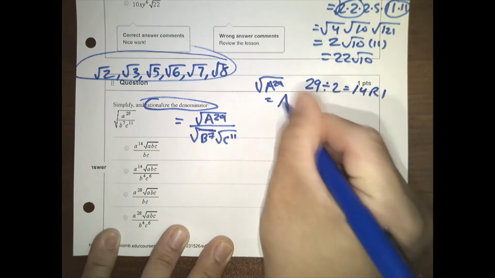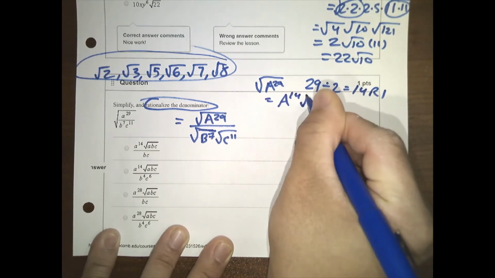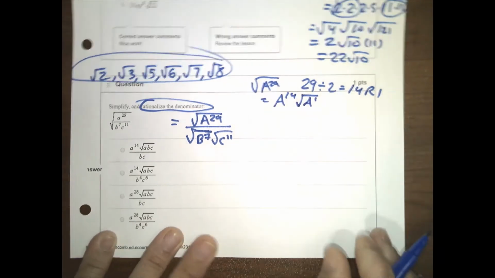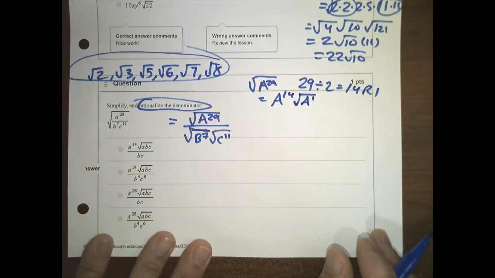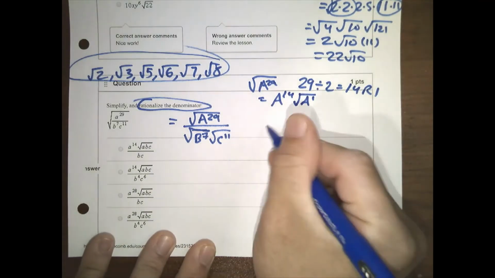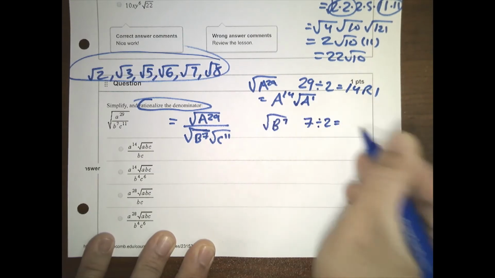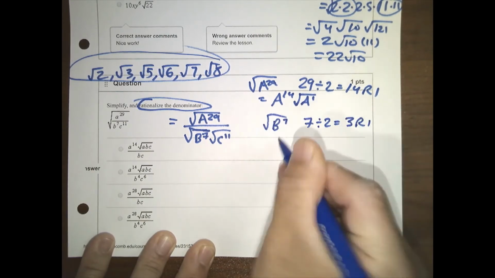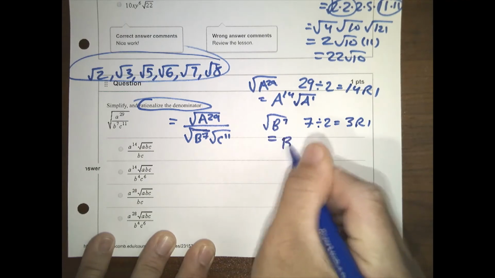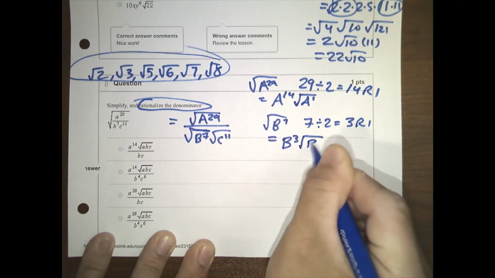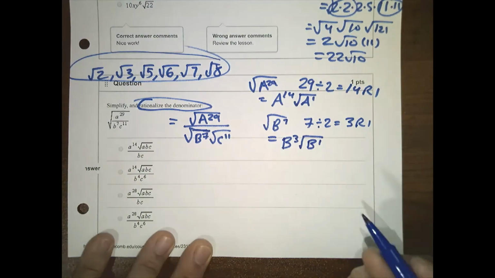So this will be a to the 14th, and then that square root of a to the first power, or just square root of a, will remain on the inside. All right, let's try again. Square root of b to the 7th. Well, 7 divided by 2 is actually 3, remainder 1, so that will be b to the 3rd, and that b to the 1st will remain on the inside.